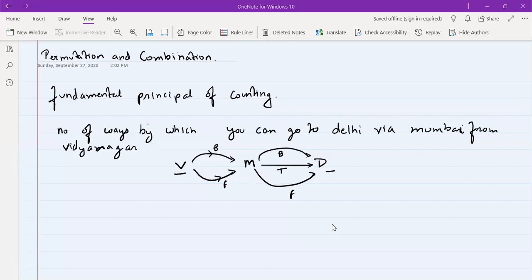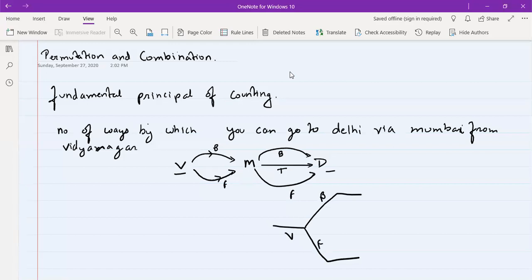Now let's think from very basic. From Vidyanagar to Mumbai, how many ways? Two ways, right? So let's make a tree kind of thing. From Vidyanagar to Mumbai, we can either go by bus or go by flight.